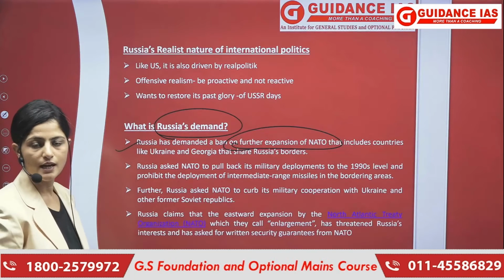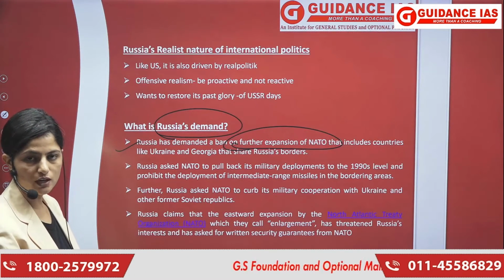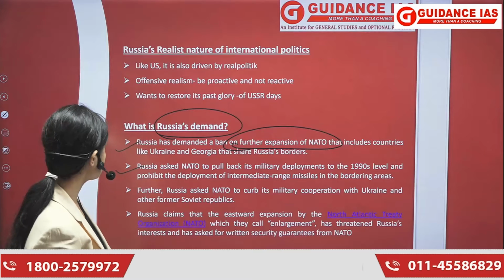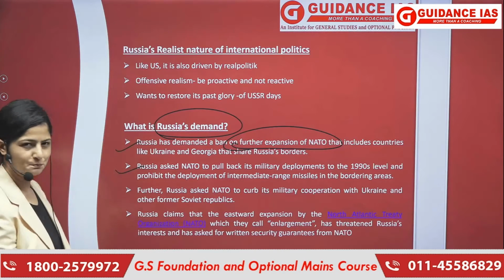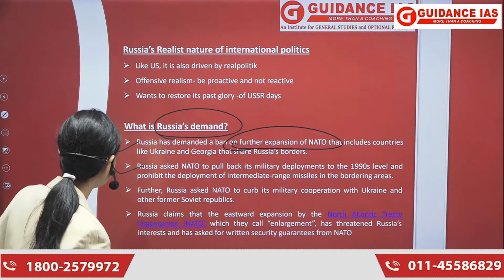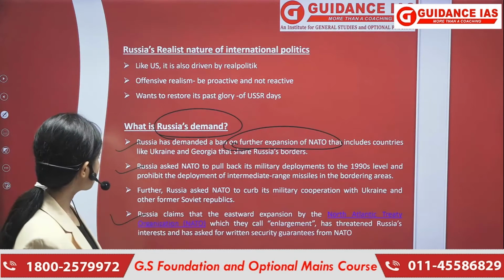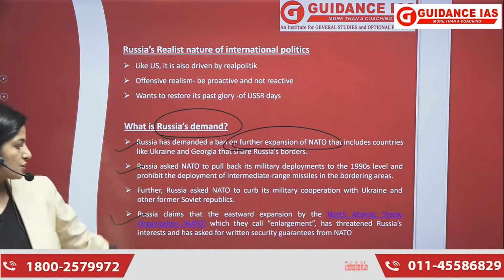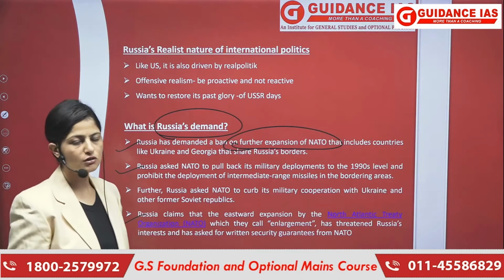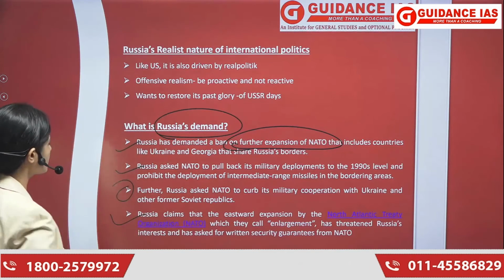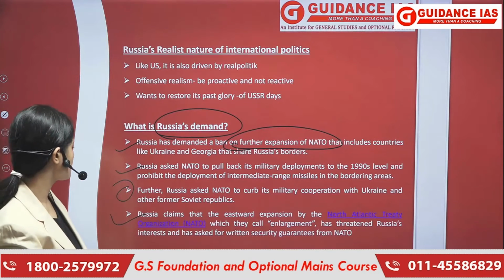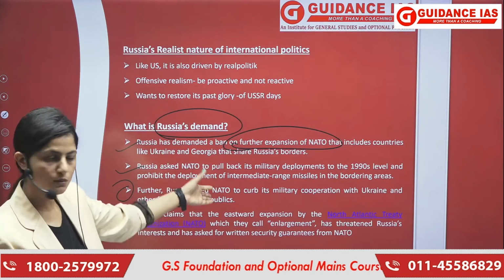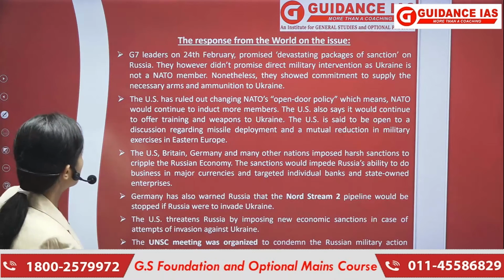So no further expansion, so that Ukraine and countries like Ukraine and Georgia do not join NATO. It does not want that. Next, Russia asked NATO to pull back the military deployment to the 1990 level. का आप pull back करो, but again, NATO did not really care about it. Next, Russia claims that eastward expansion by NATO, which they call enlargement, has threatened Russia's interest and asked for written security guarantees from NATO, which NATO, of course, denied to give. The last point is Russia has asked NATO to curb its military cooperation with Ukraine. So again, it's the same point. All of them are related with Russia, with NATO or with the USA, which the USA has denied to follow.